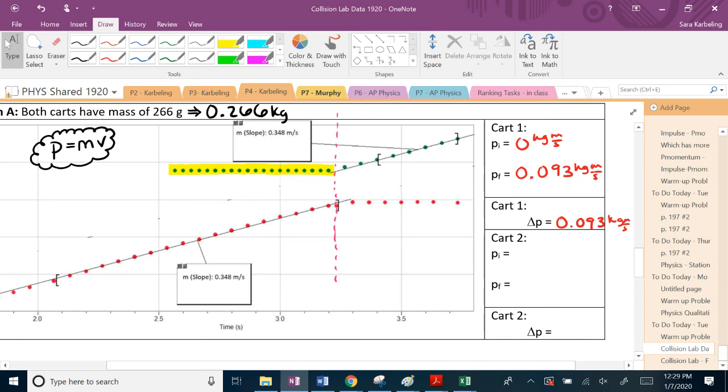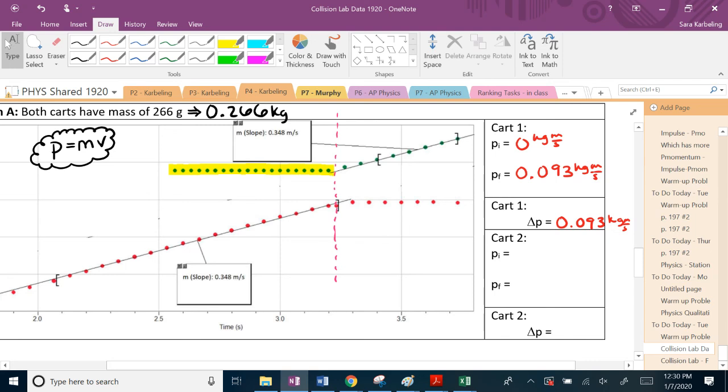And once you have done collision A, we're going to use the same process to find the momentum and the change for collisions B and C. Okay? I'm gonna let you do this. This should not take a super long time. Just gonna go through them, plug them in, okay? Find the change in momentum for each cart in each of the 3 collisions.